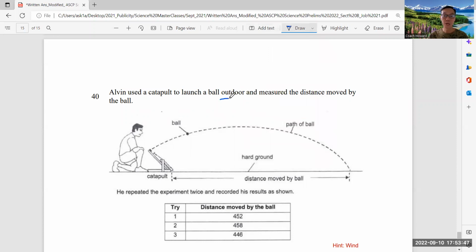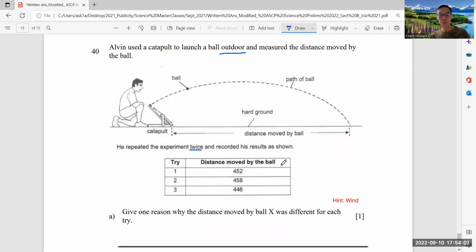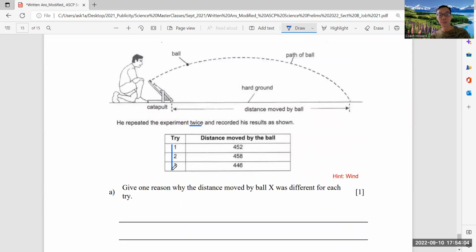So I want to highlight this part. He launched the ball outdoor, because outdoor they have other elements that may affect the flight path of the ball, for example, the wind speed and wind direction. He repeated the experiment twice and recorded his result as shown. They have different tries: 1 try, 2 try, 3 try. This is the distance moved.